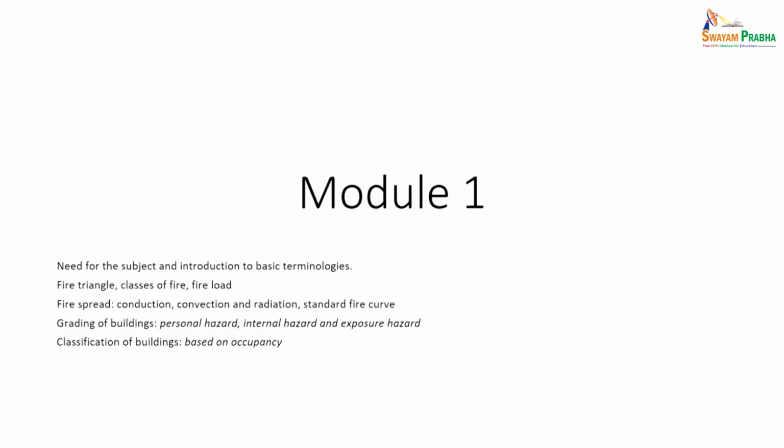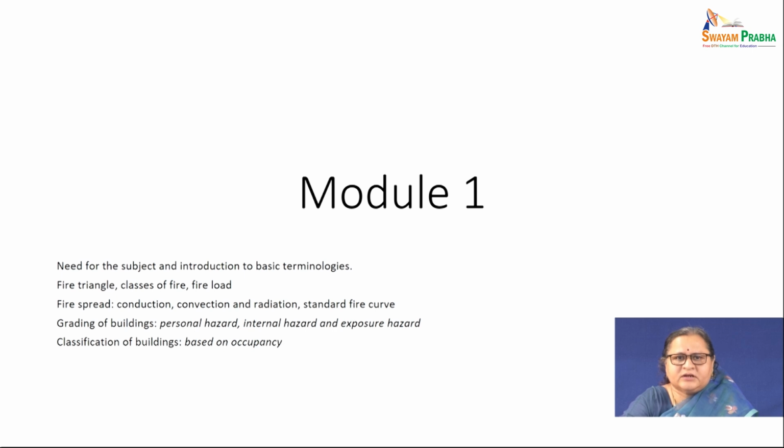Coming to the contents of module 1, we have the need for the subject and introduction to the basic terminologies, the fire triangle, classes of fire, fire load, fire spread through conduction, convection, radiation, grading of buildings, and classification of buildings based on occupancy.